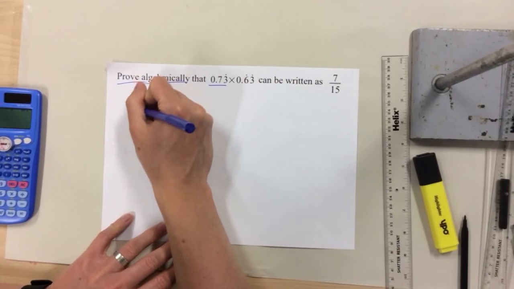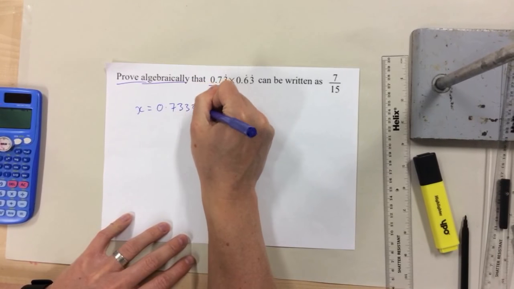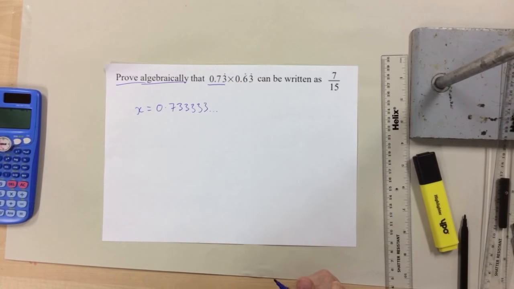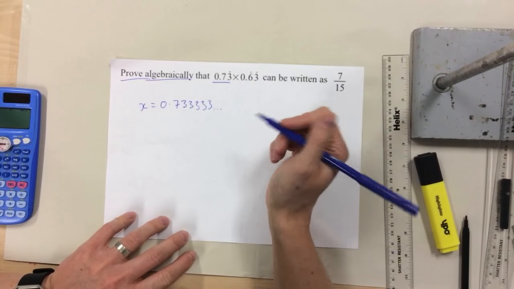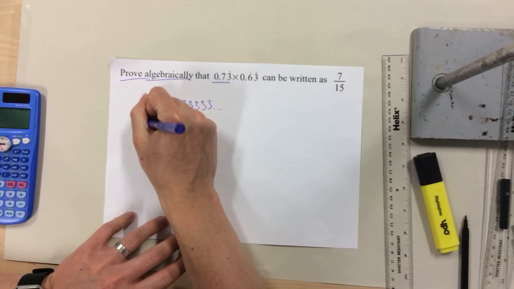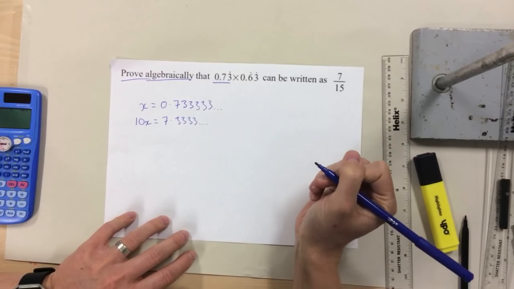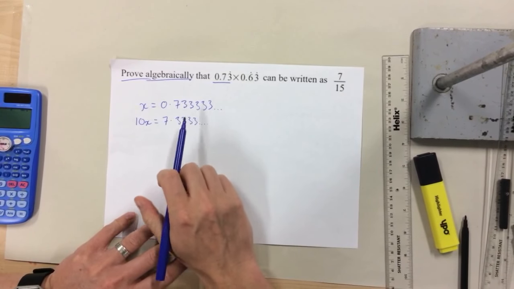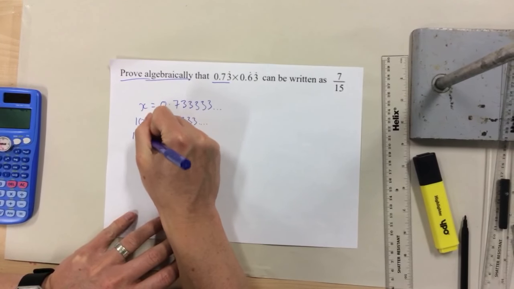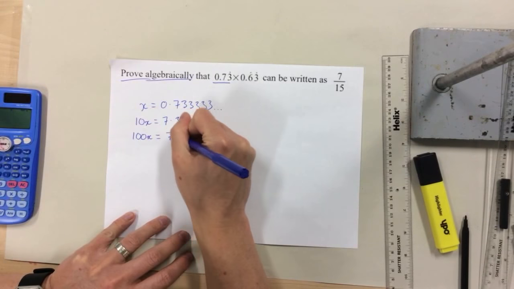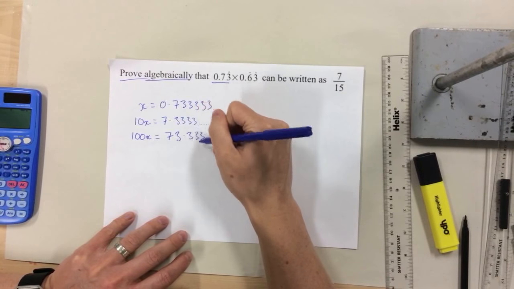So to start off, I'm going to do x equals 0.73333, and so on and so on, as many as you want. I'm then going to multiply this so that I've got left with just the recurring bit on its own. So in this case, I'm going to multiply by 10. So that will give me 10x equals 7.3333. I'm now going to multiply it again so that I get one bit of the recurring bit over the other side. So I'm going to multiply it by another 10, which means overall I've got 100x equals 73.333. Well, now I've got two values now where the recurring part, or the decimal part, is exactly the same.